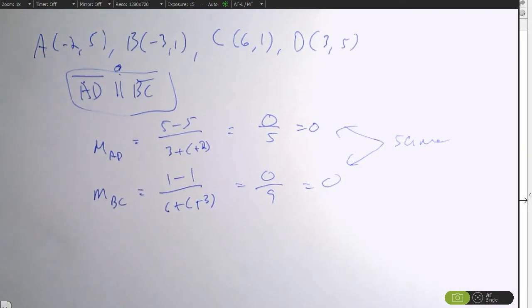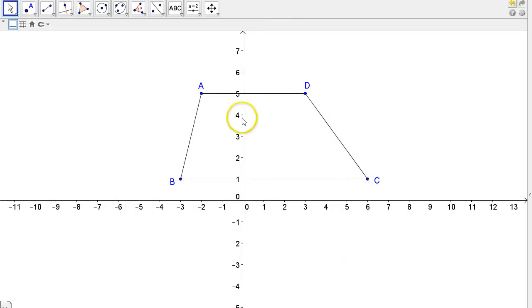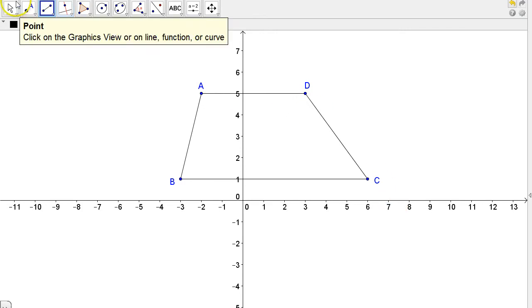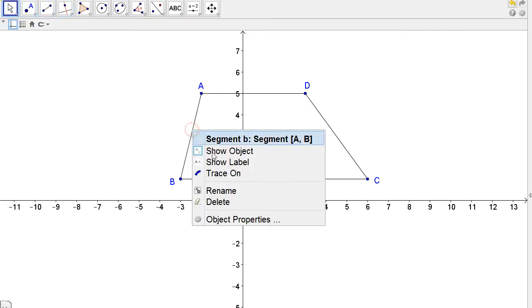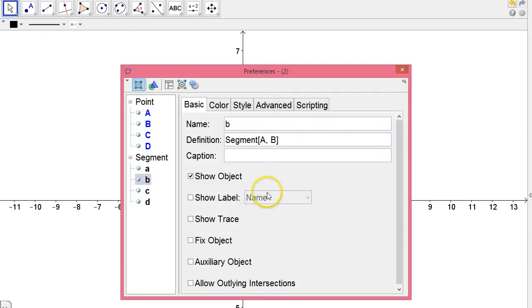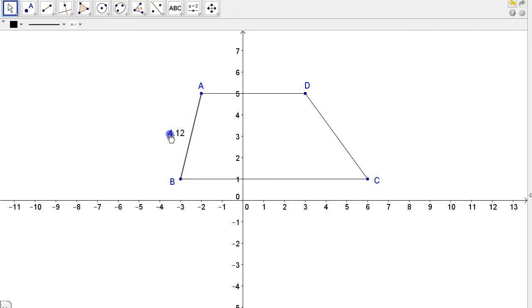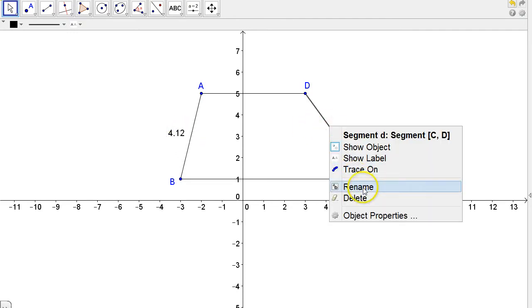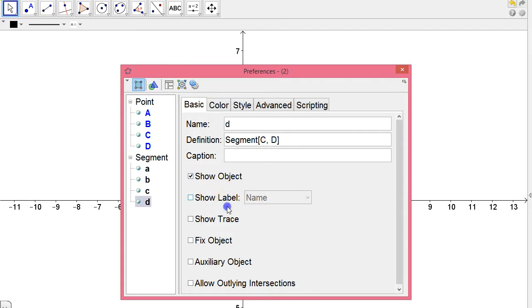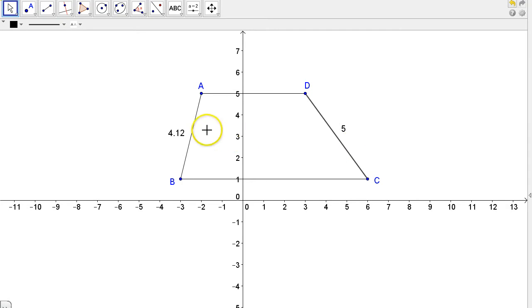Now, just being lazy here, because again, this is going to be a really long video if I don't take some shortcuts. If you look at the drawing here, if this is isosceles, probably the quickest way of proving it is showing either AB and DC are the same length, which I could do, and show you that they're different. I'll let the computer do that for me. So AB is 4.12 in length. DC is 5, so they're not the same length.